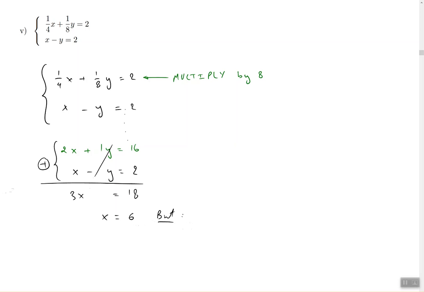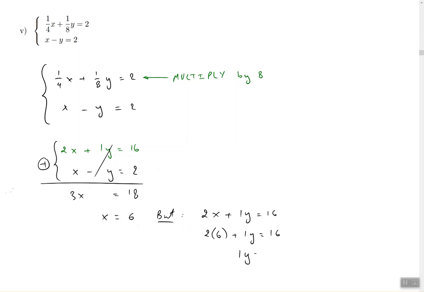So I can use any of the equations that are written down. I'm going to end up using the green one because it has a lot of simple numbers, not a lot of minuses, and it's going to get the job done. So 2 times the x, but x was 6, plus 1y equal to 16.